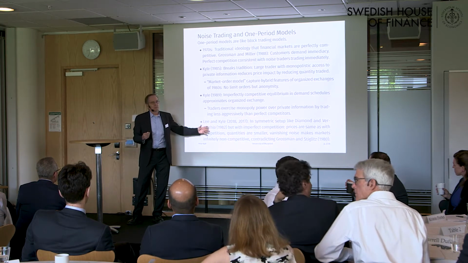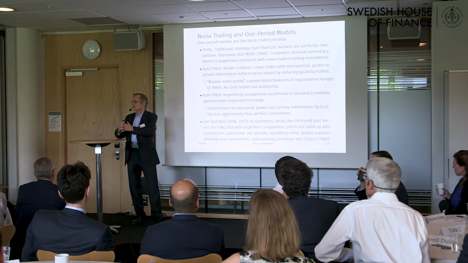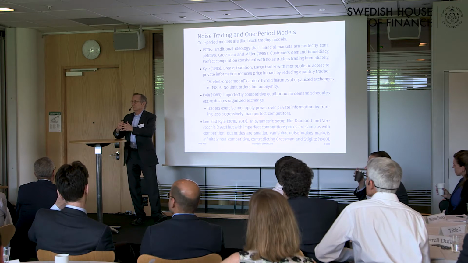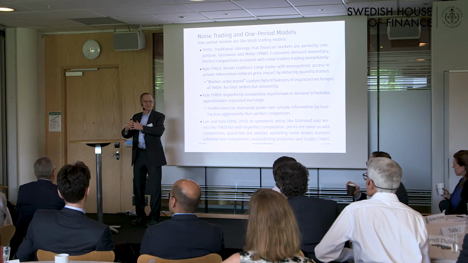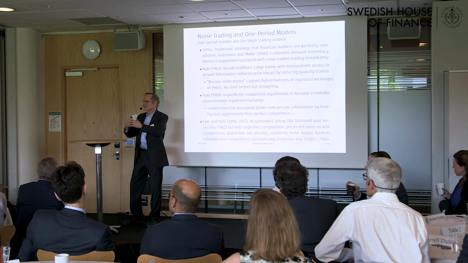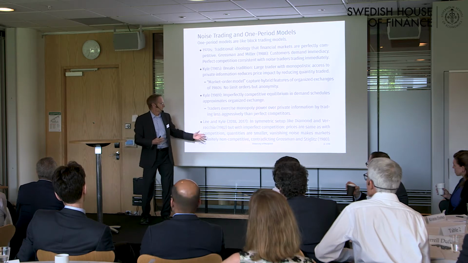But what we show is that with imperfect competition, rather surprisingly, the prices that come out of the auction process are, because of the symmetry assumption, exactly the same as the prices that come out of competitive trading. So you can't look at prices and decide whether the market is competitive or not. Instead, imperfect competition shows up, as you maybe should have expected, as quantities being smaller.